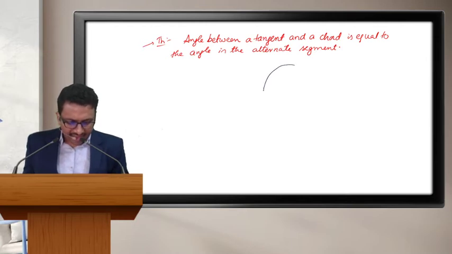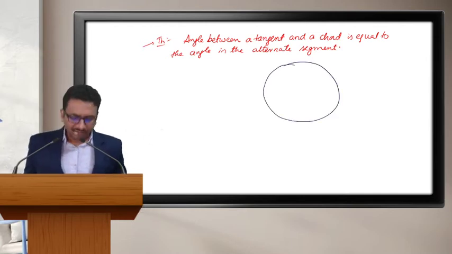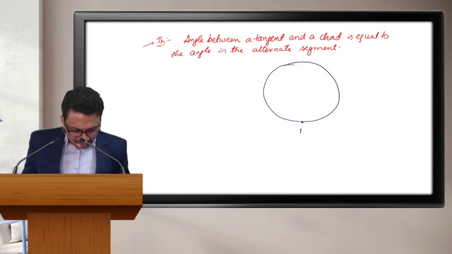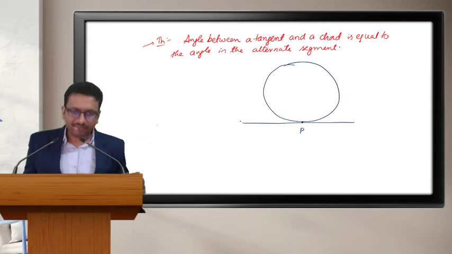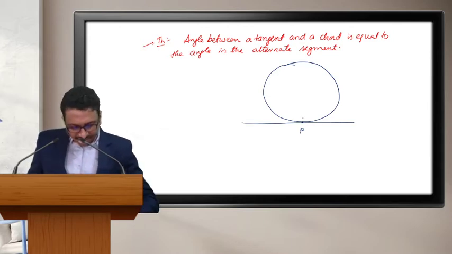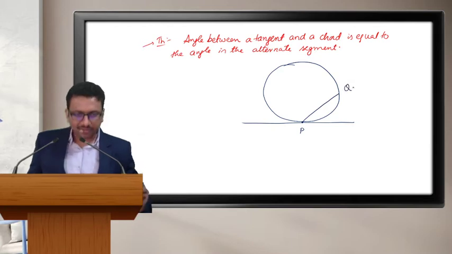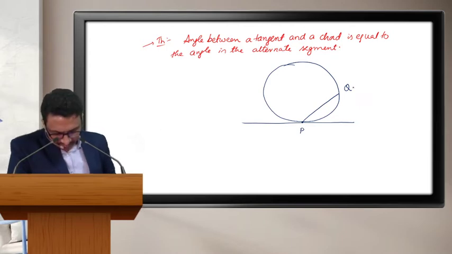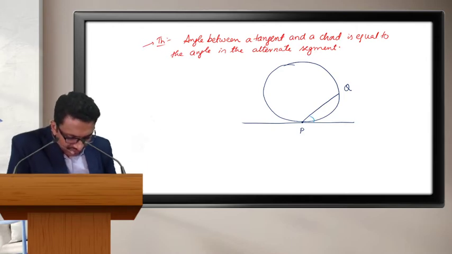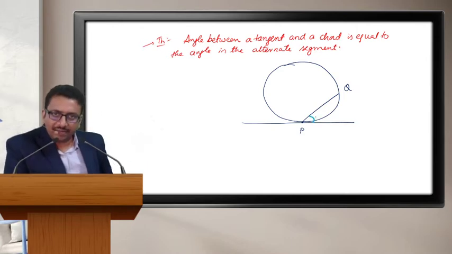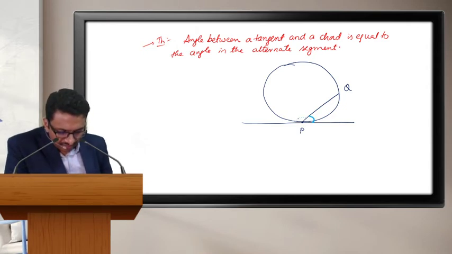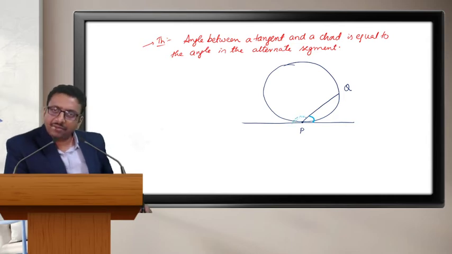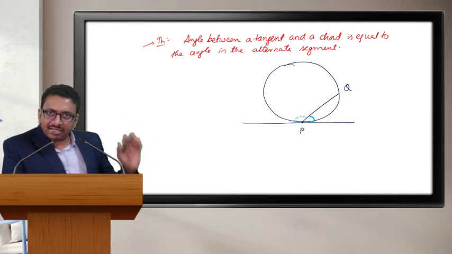So you have a circle. Okay, you have a point P and you have a tangent here. Okay, and from P you have drawn a chord PQ. Okay, what is the angle between the tangent and the chord? This angle, yes or no? Yes, sir. Look carefully, this angle is also there, yes or no? The angle on the other side is also the angle between the chord and the tangent, yes or no?